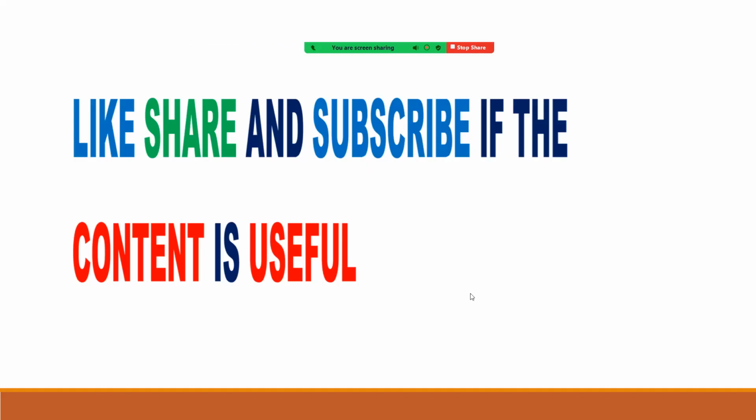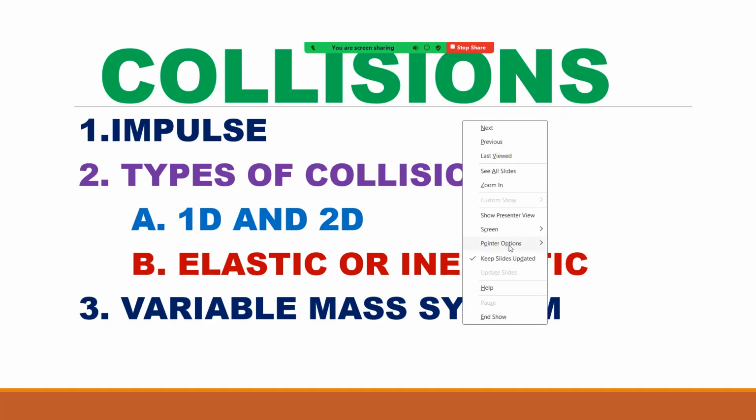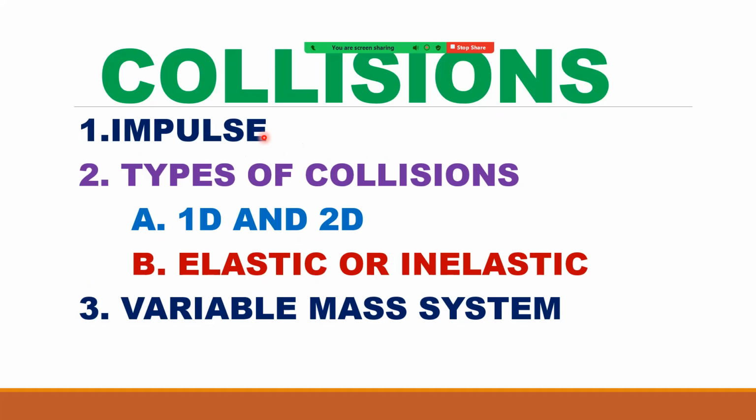Hi students, in this lecture I am going to discuss collisions. Let us see first the list of concepts. So first one, impulse. After that, types of collisions like one-dimensional collision or two-dimensional collision. Next, elastic or inelastic. And finally, variable mass system. Let us see first what is impulse.